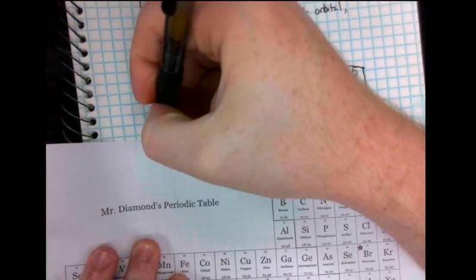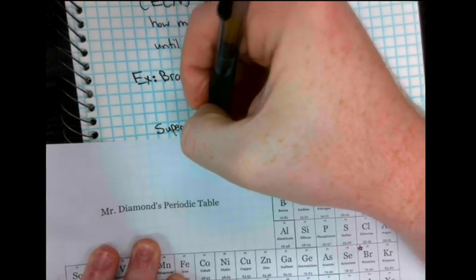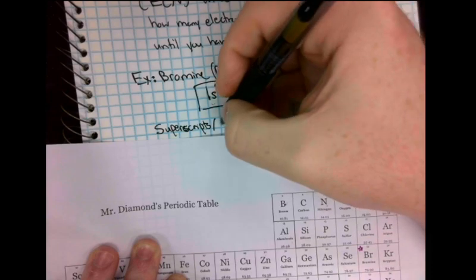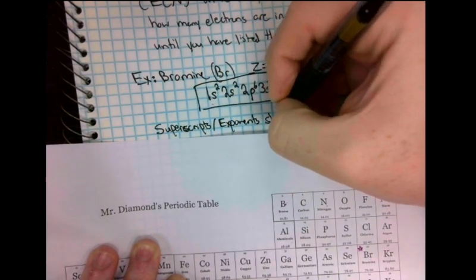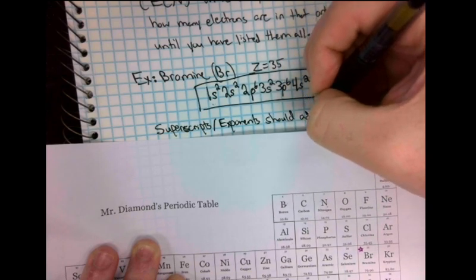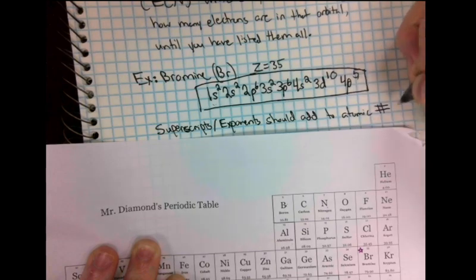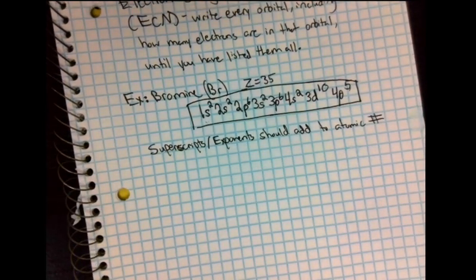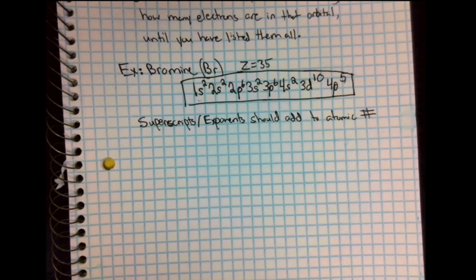So the superscripts, or the more normal way of saying it, the exponents, should add to the atomic number. All right, so we've got our electron configuration notation for bromine.